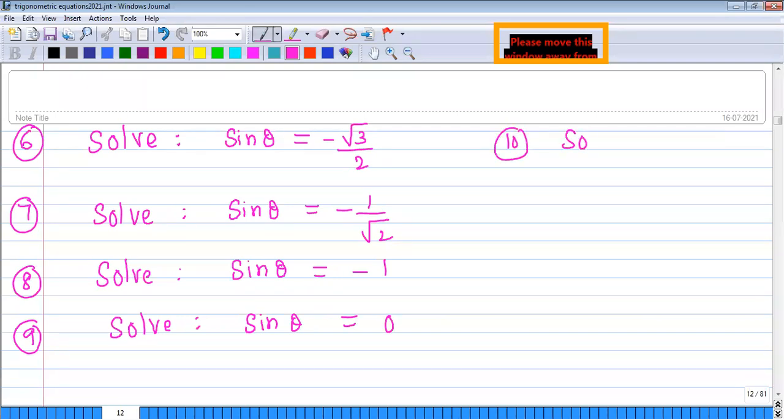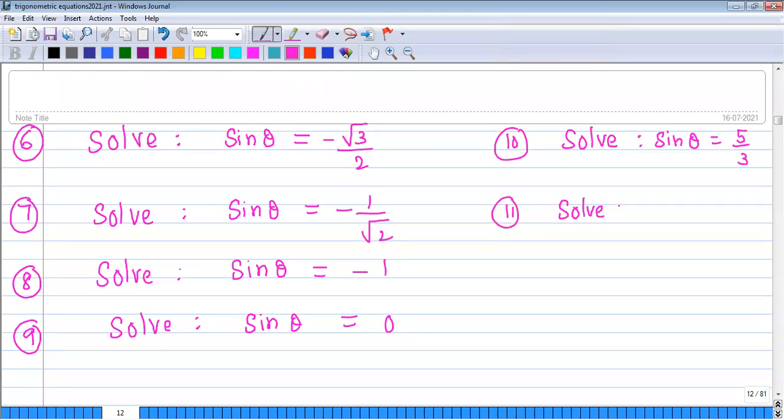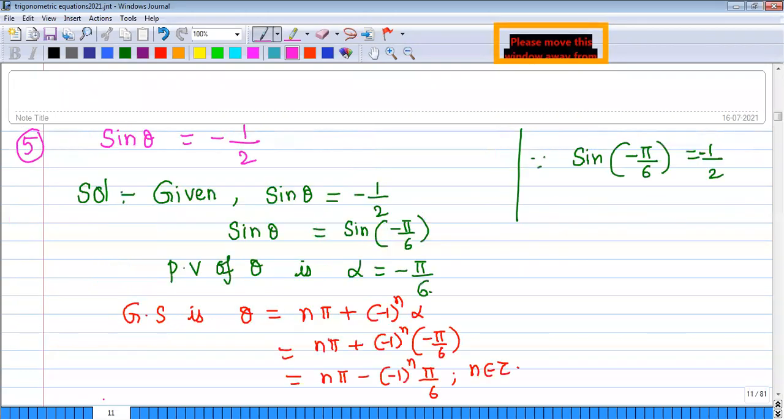Tenth. Solve sin theta is equal to 5 by 3. Solve sin theta is equal to negative 7 by 4. These are the homework problems. Thank you, sir. Complete.